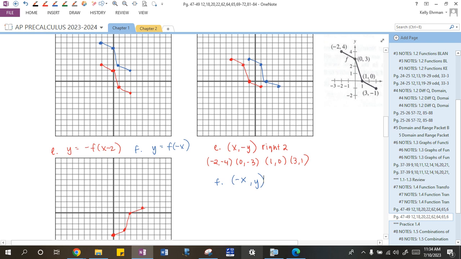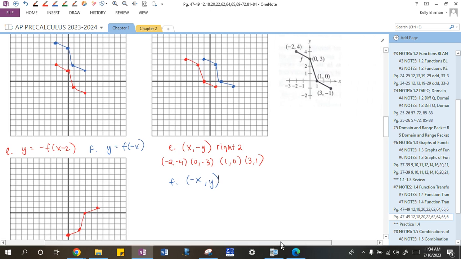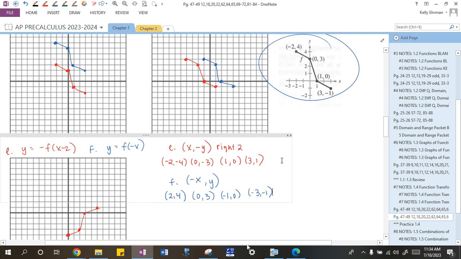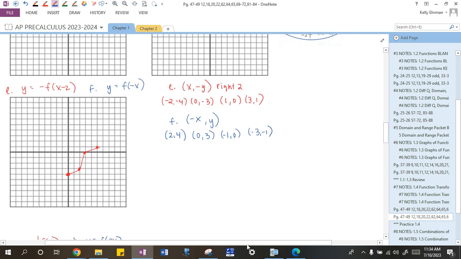So if I look at my originals, I see them right there. I'm looking at these. So now change the x coordinate and leave the y coordinate the same. 2, 4, 0, 3, -1, 0, -3, -1. No shifting required, just plot these points. And then connect them.